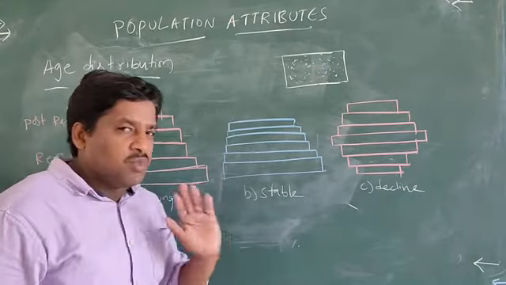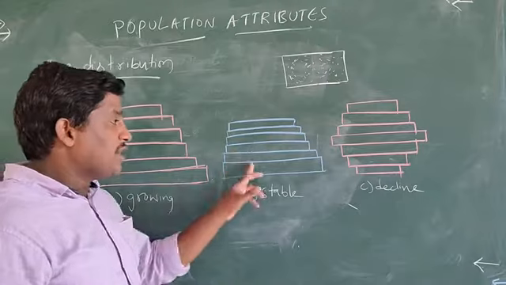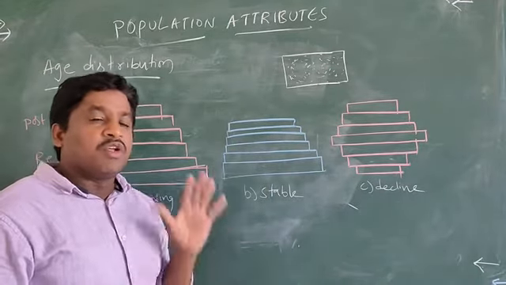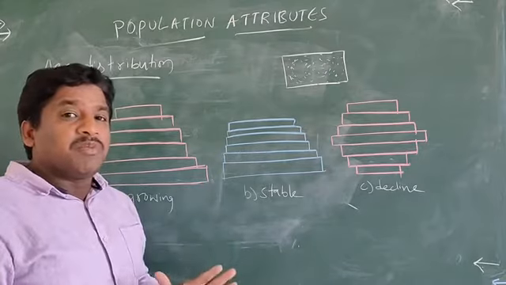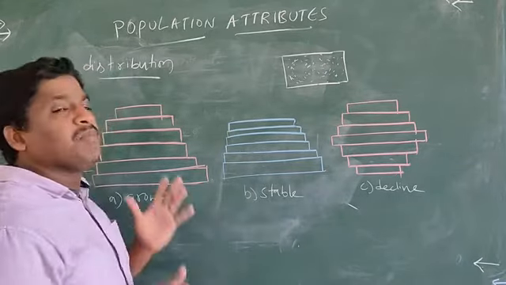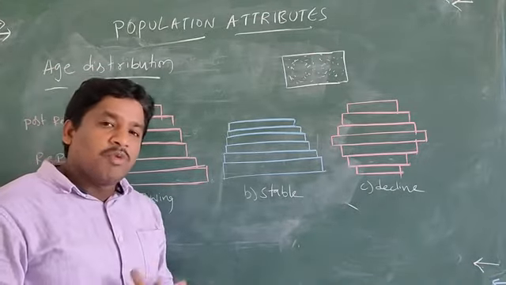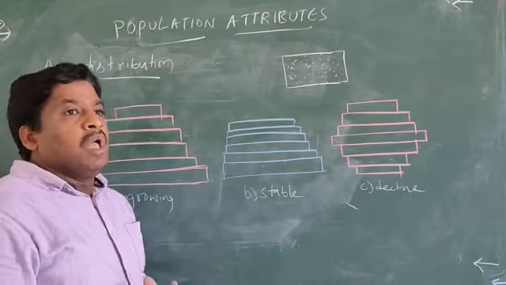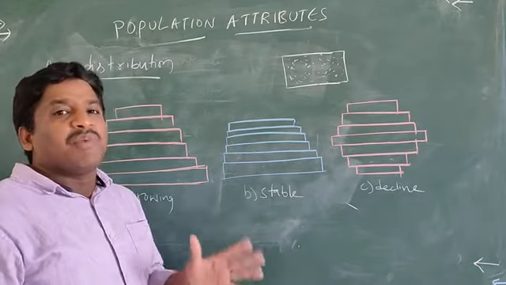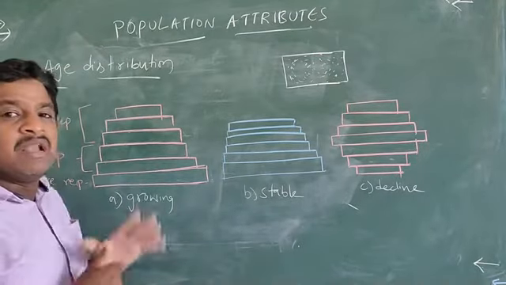Next point, for human population, the age pyramids. What are the age pyramids? For human population, the age pyramid is a diagram where both male and female are present in a single pyramid. The male and female populations are shown in a single pyramid.